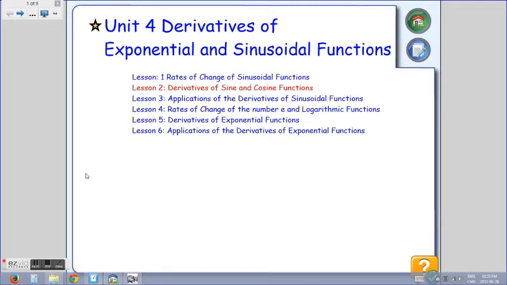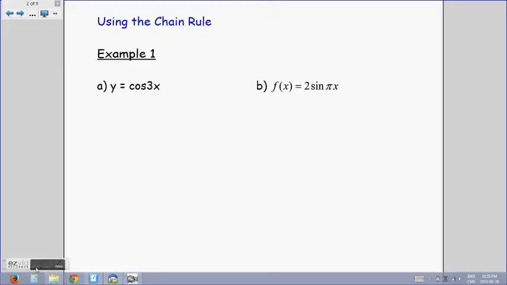So we can use the same steps that we had used in polynomial functions for sinusoidal functions. We can use such rules as the chain rule and the product rule in differentiating these functions. So example number 1: we have y is equal to cosine 3x. Notice that the 3x is actually inside the cosine function. It's not actually being multiplied to cosine, it's inside the function.